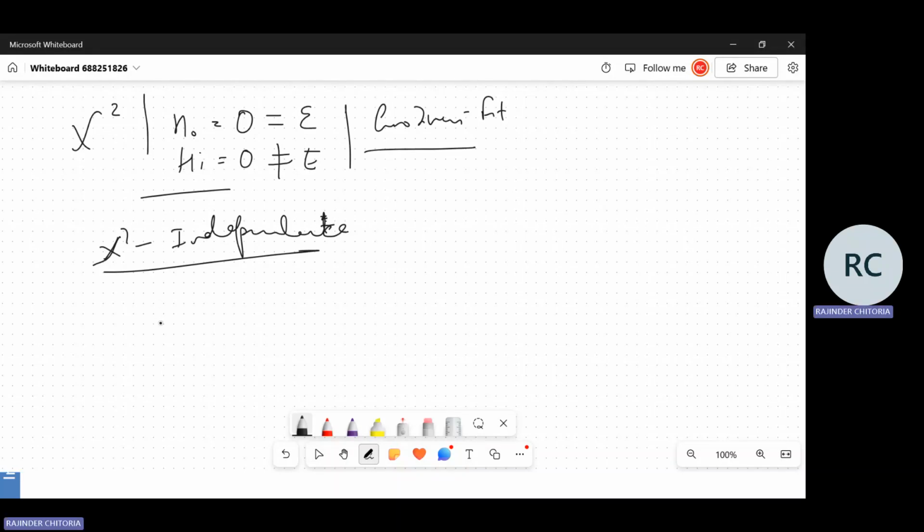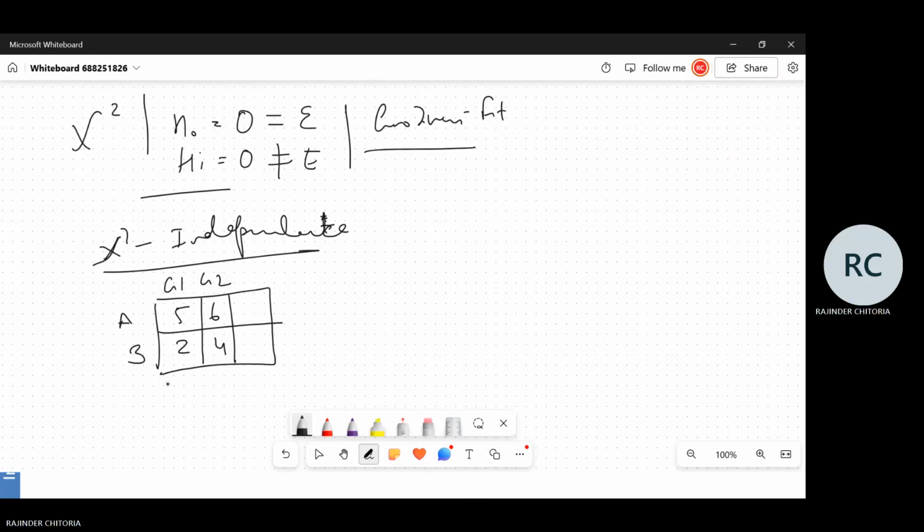So let's take an example. Let's say we have plant A and plant B. Under this we have, let's say, grade 1 product or grade 2 product. Let's take hypothetical values. Let's say I've taken 5, 6, 2, and 4. So we are taking the totals: 11, then 6, then 7, then 10, and 17 here.